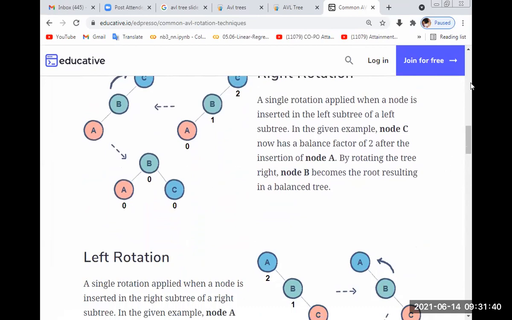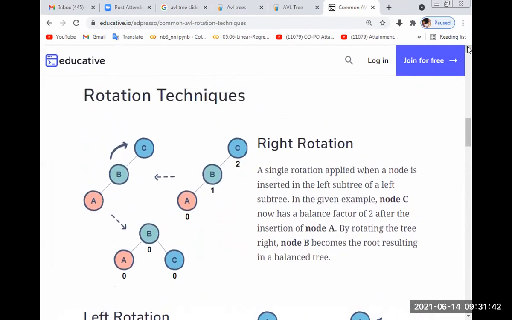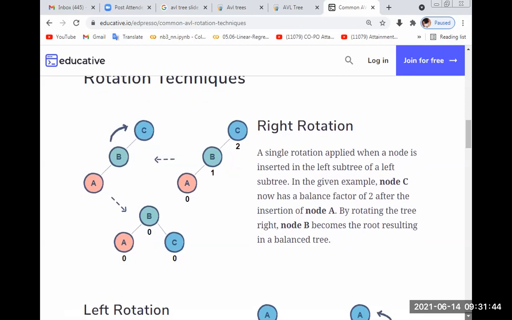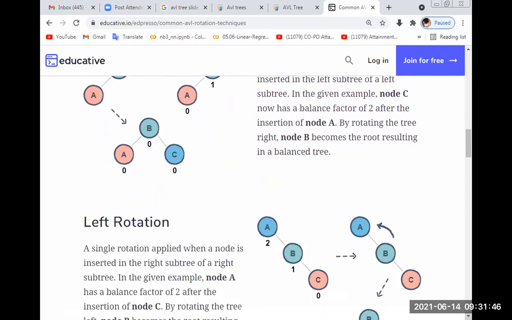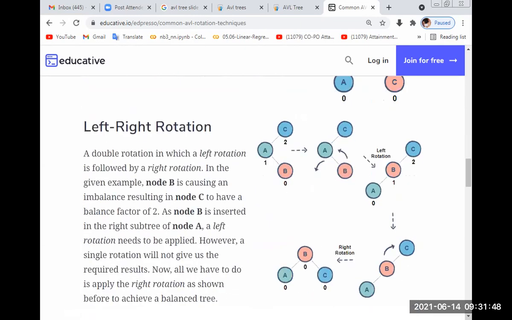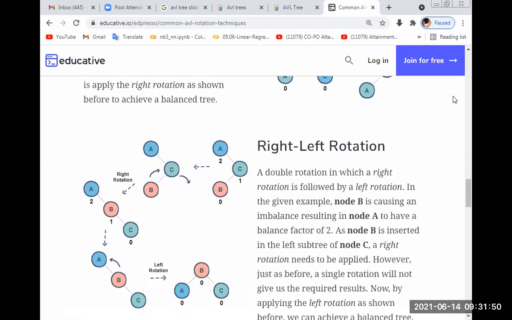Left rotation, right rotation. Okay, LR rotation, LL rotation means left rotation, right rotation, left right rotation, right left rotation.